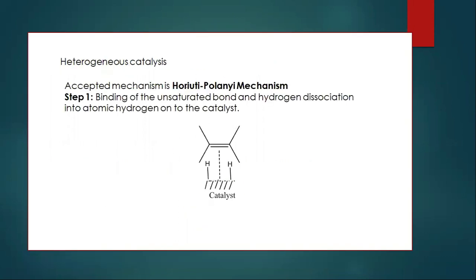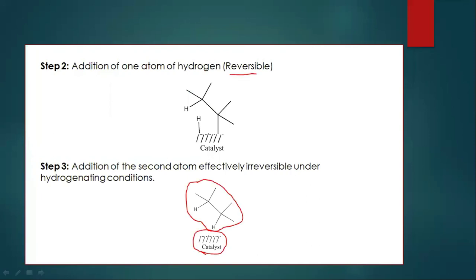Step one is the binding of the unsaturated bond and hydrogen dissociation into atomic hydrogen onto the catalyst surface, forming this type of structure. Then step two is the addition of one atom of hydrogen, but this process is quite reversible in nature. As soon as step three is over, that is, addition of the second atom effectively, which is irreversible under hydrogenating conditions, you will get an alkane and the regeneration of the catalyst. This is the mechanism involved in the heterogeneous catalyst.